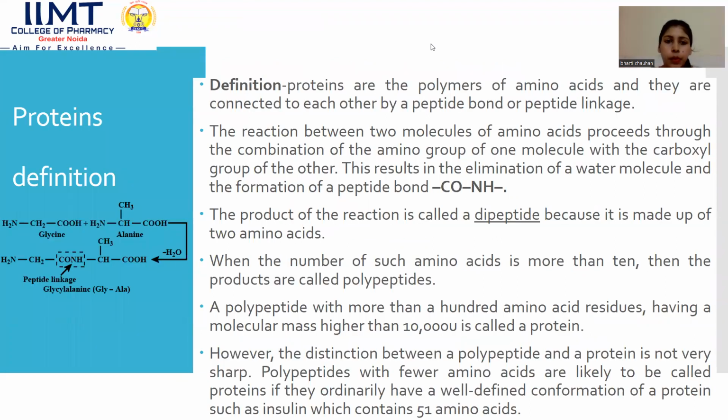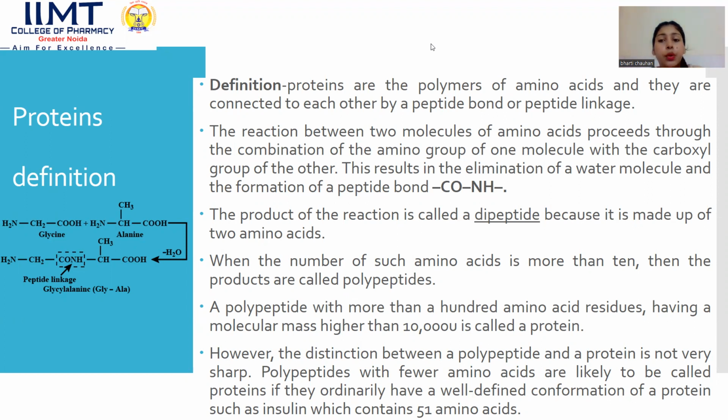So now we know what amino acids are. Next we will move on to proteins. What are proteins? Proteins are polymers of amino acids and they are connected to each other by a peptide bond or peptide linkage. Chemically, peptide linkage is an amide bond between the carboxyl group and amino group.